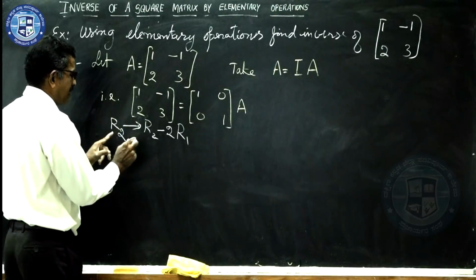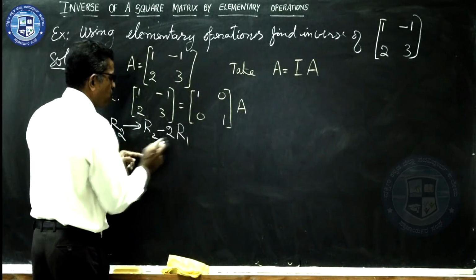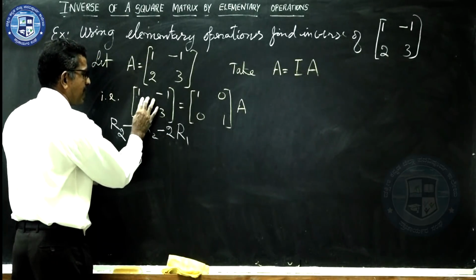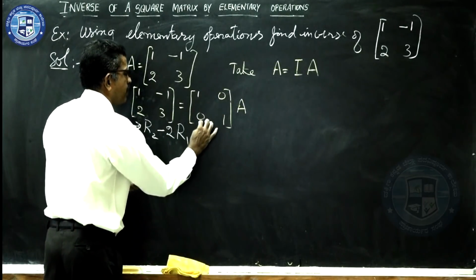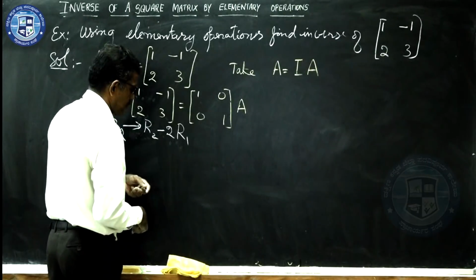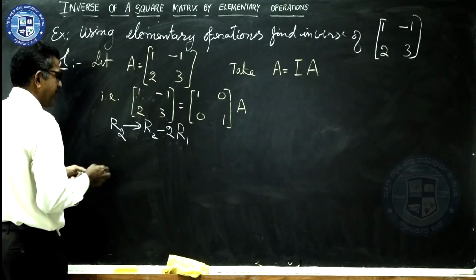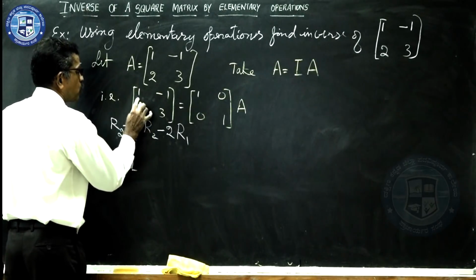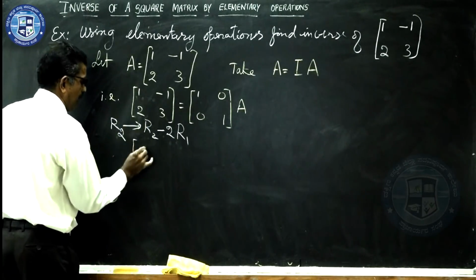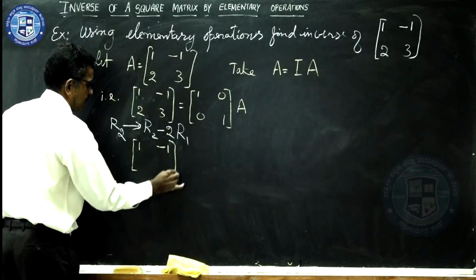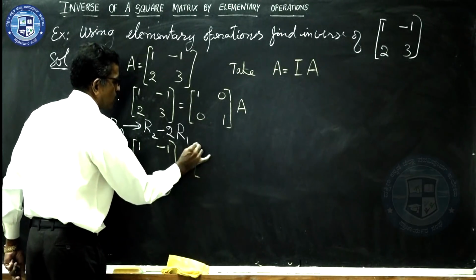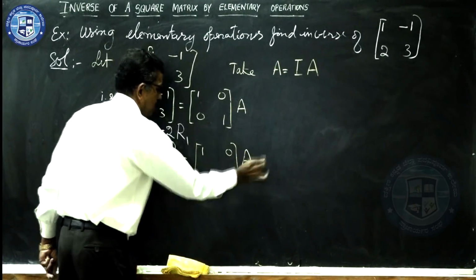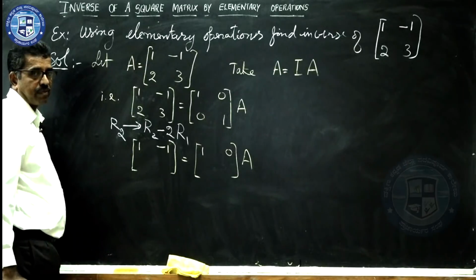So, what do you expect here? It is R2 minus 2 R1, and you have to apply the same row operation to the left hand side as well as the right hand side. First row, no operation, no changes. Therefore, I will copy down the first row as it is, on the right hand side also, to avoid confusion, because there are no changes in the first row.